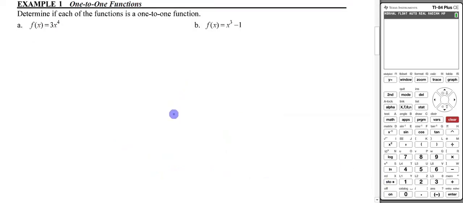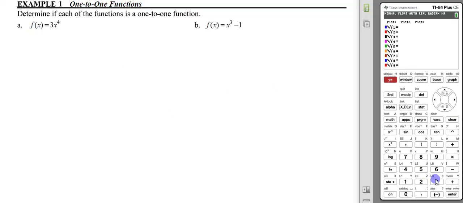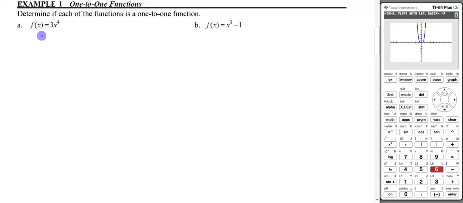So let's look at this first example on one-to-one functions just to see if they are indeed one-to-one. This function f of x equals 3x to the 4th. We can put that into our calculator, 3x to the 4th, and let's just do a standard zoom. There we go. We can see if we would draw a horizontal line through that graph, it would hit more than one time. So this function is not one-to-one.